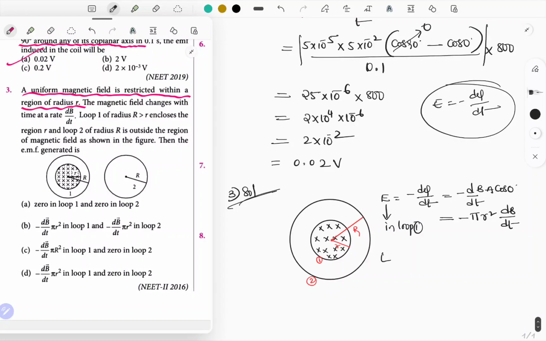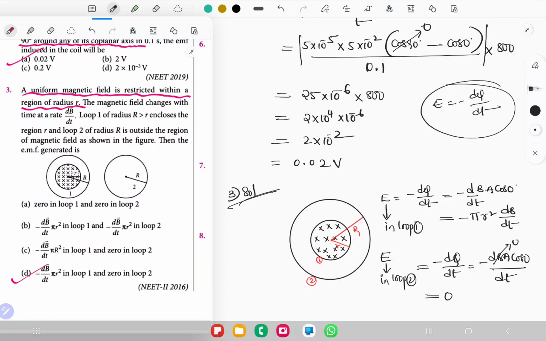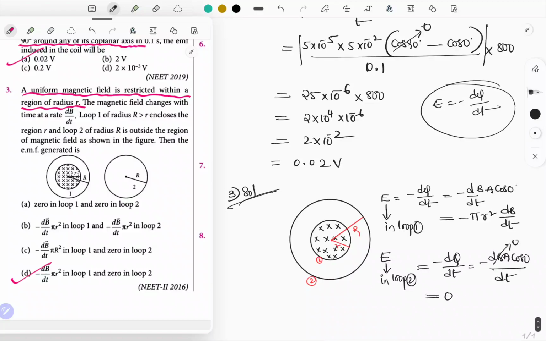Okay, so let's talk about the EMF induced in loop 2, which is equal to minus d phi by dt. Is there any flux linking with loop 2? No, there is no kind of flux linking with loop 2. That means the magnetic field linking with the loop itself is 0. So you are going to get the answer 0. Observe the options. Which option matches? Option D is the correct answer. With loop 1 alone, the magnetic field is linking, not with loop 2. That's why the EMF induced in loop 1 is minus pi r square dB by dt, whereas in loop 2 it is 0.